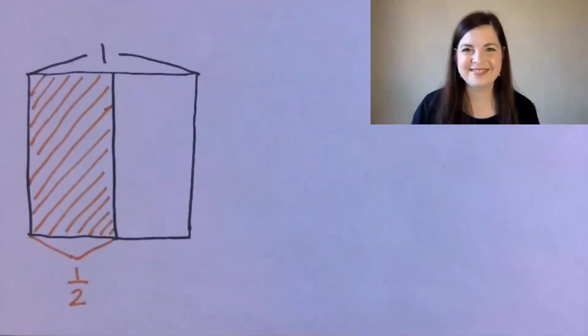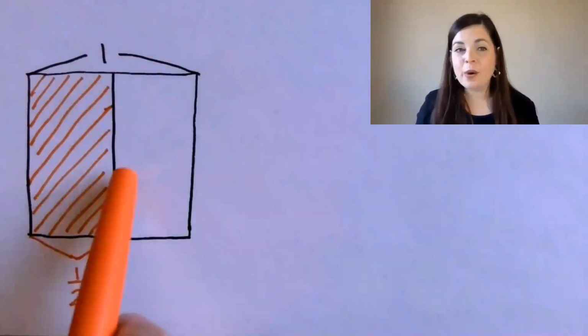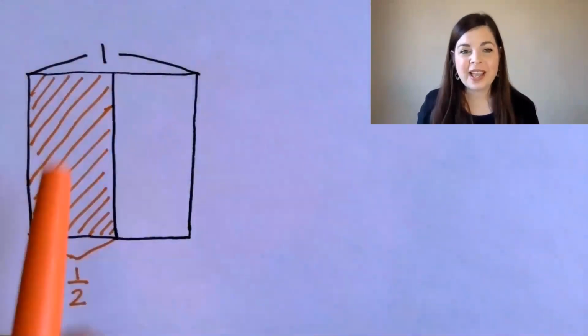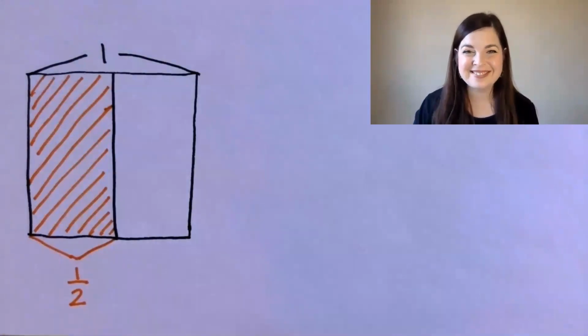Let's try another one. Pause the video and draw and label an area model to show 1/2. Welcome back. Here's my area model showing 1/2. We can see the whole figure represents 1 whole, and the fraction 1/2 is shaded and labeled. Does yours look similar? Now, what if we wanted to rename 1/2 using 4 times as many units? What could we do?